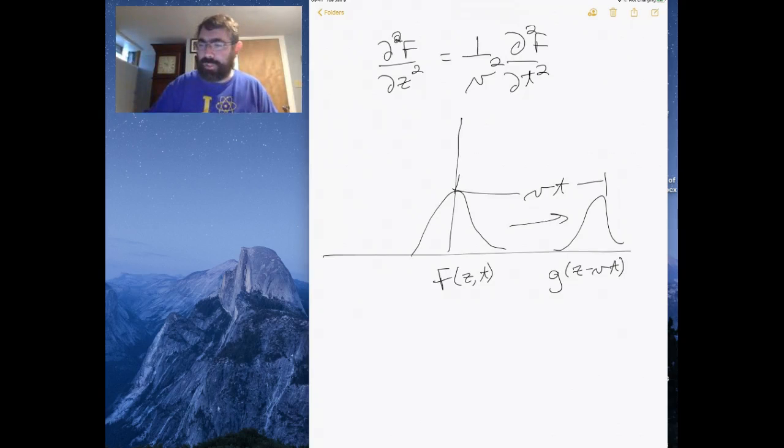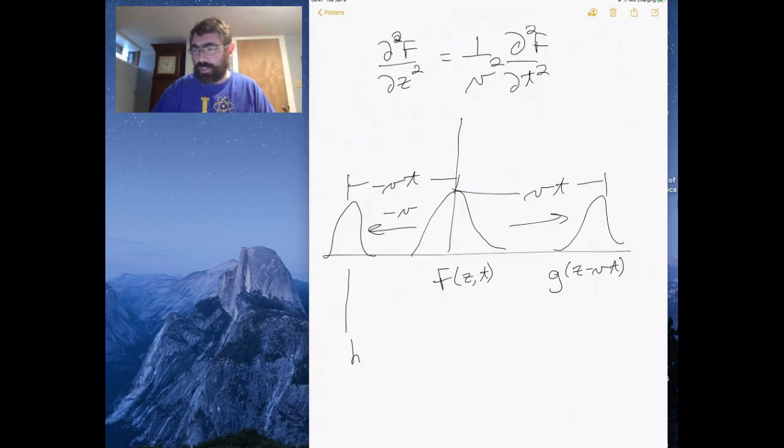Now, the wave could move in the other direction, the minus z direction, which would then make a waveform over here. And so it's now traveled a distance minus vt. And so in that case, our function would be, I'll call it h, of z plus vt.